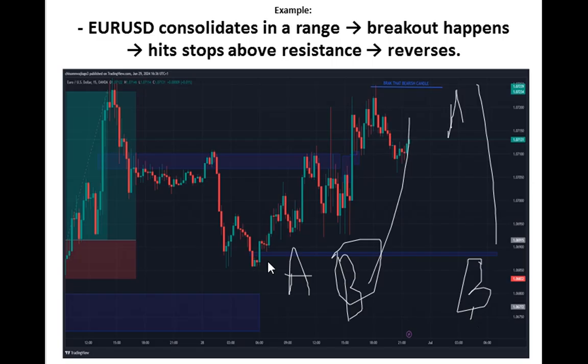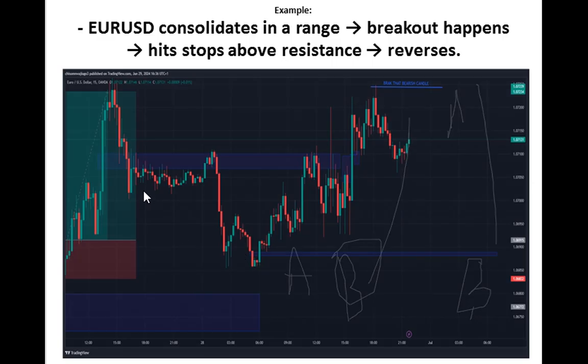This is what the market normally does. Before the market will sell, it has to buy. Before the market will buy, it has to sell. So the buying is what we call a stop loss hunt. It goes up to take away those stop losses.